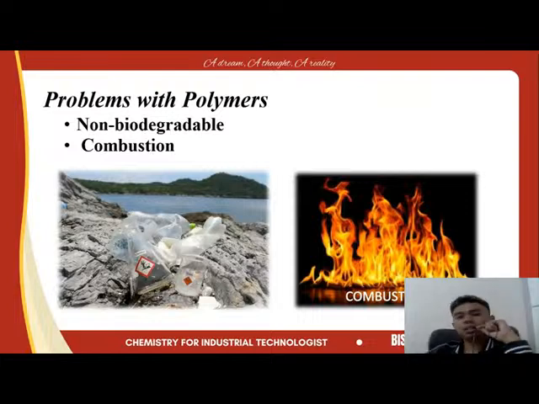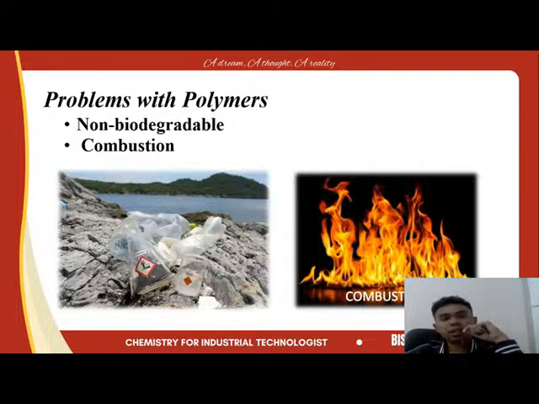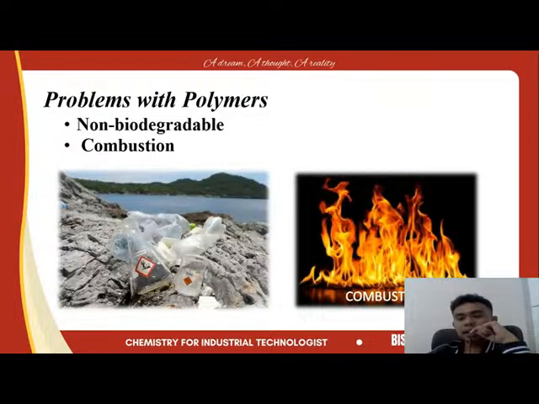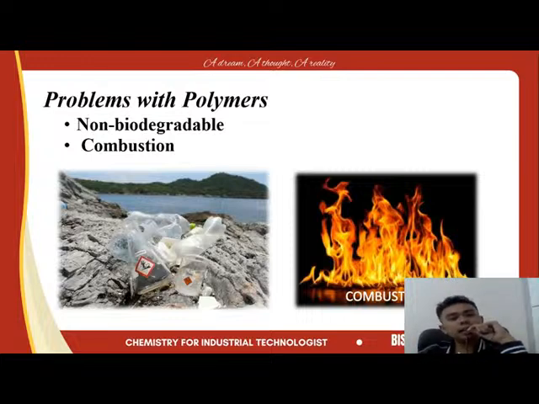You might suggest, sir, what if ato na lang sunugon kay para dili siya makakonsume og space. That's not a good option as well. Why? Because when we burn these polymers, it releases carbon dioxide, which is very bad to our atmosphere, particularly our ozone layer, which protects us from the ultraviolet rays emitted by the sun. Okay, so next is combustion. Okay, the thing that I mentioned earlier.